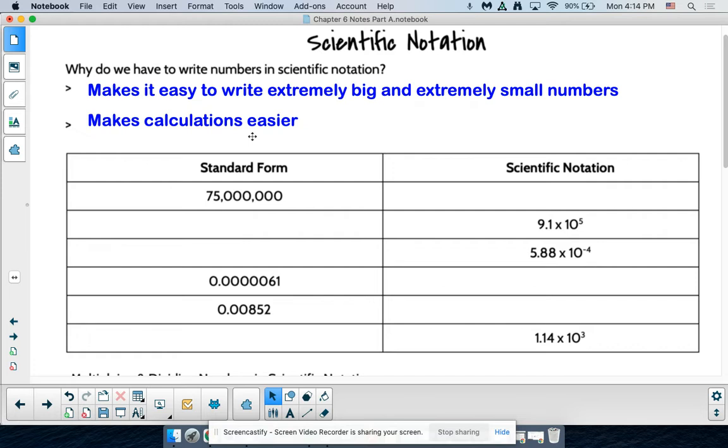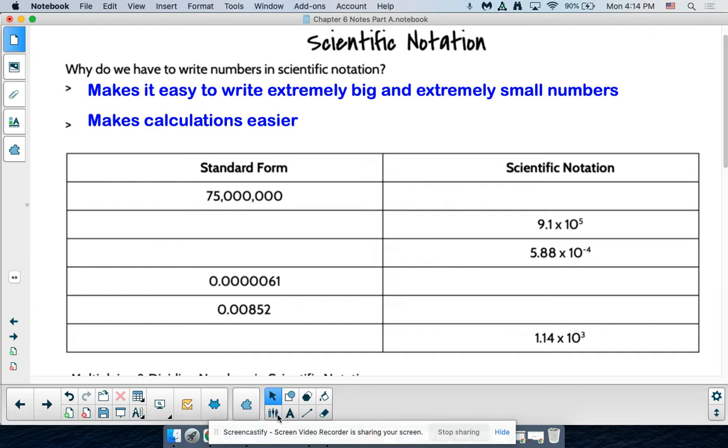Well, we have two reasons right here in the blue text. One, it makes it easy to write extremely big or extremely small numbers. So if you have a really tiny decimal or extremely large number, it's easier to use scientific notation to talk about them instead of just writing them out or saying them out loud. And to go along with that, if you do have those really big or small numbers, it makes your calculations easier because we have little tricks that help us make those computations easier.